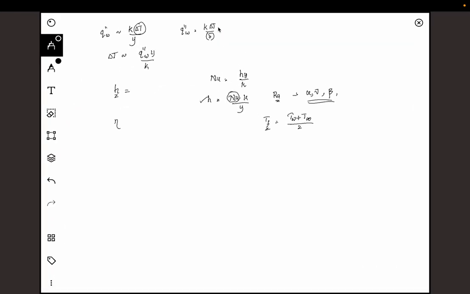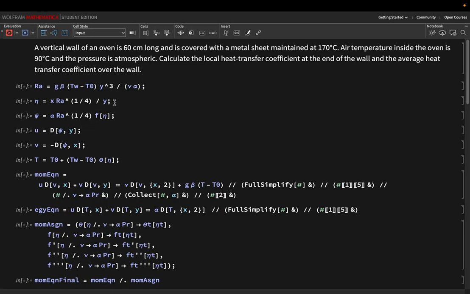Eta is basically x by delta, and we have delta scaling as Ra to the power minus 1 by 4. So if I substitute that back, eta would scale as x into Ra to the power 1 by 4 by y. Then I define psi, my stream function, as alpha times Ra to the power 1 by 4 times f of eta.